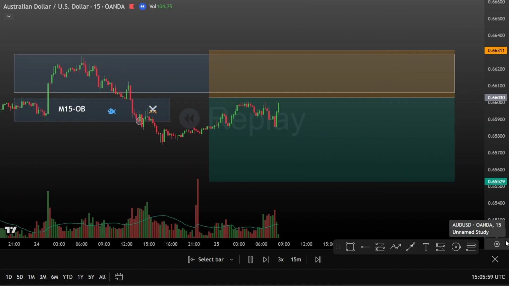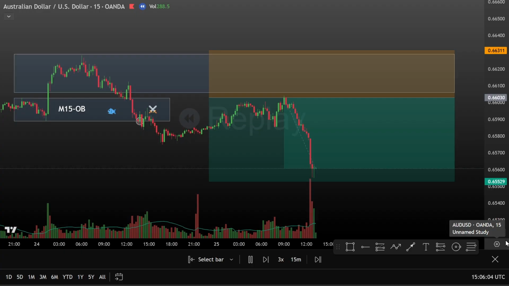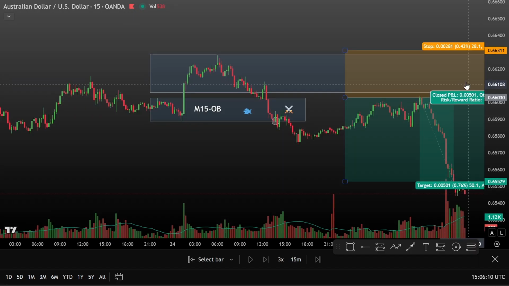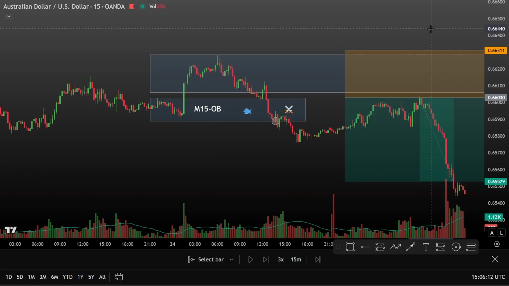From this example, we can draw two key lessons. First, always prioritize the higher timeframe trend. The alignment of H4 and M15 gave this trade a very solid foundation. Second, remember to wait for price to pull back. Entering too early or chasing the move reduces the quality of the setup and the potential risk to reward.